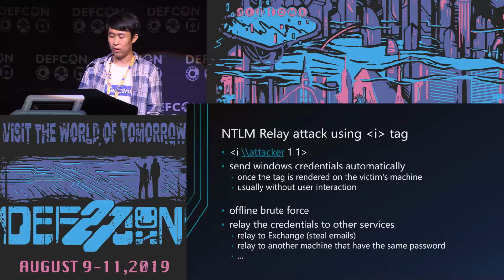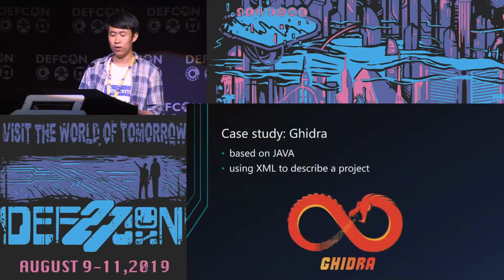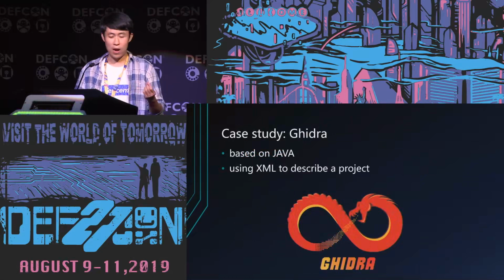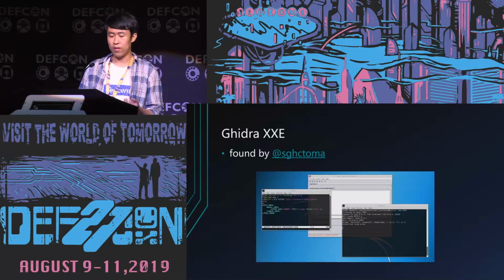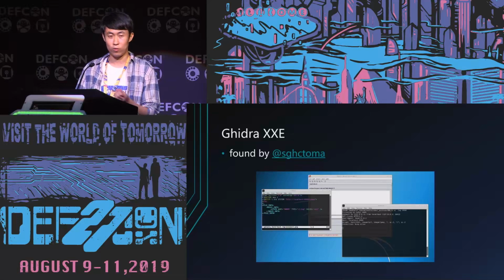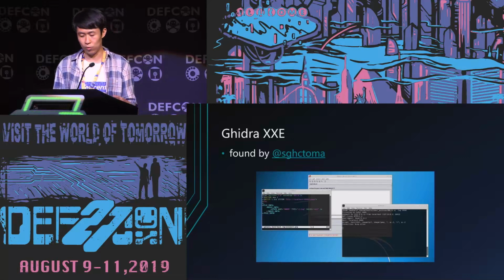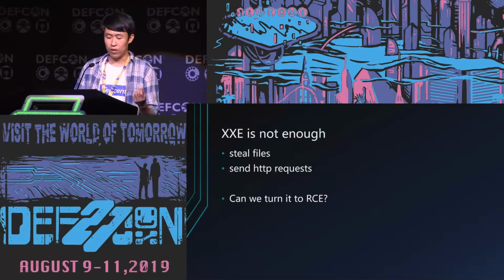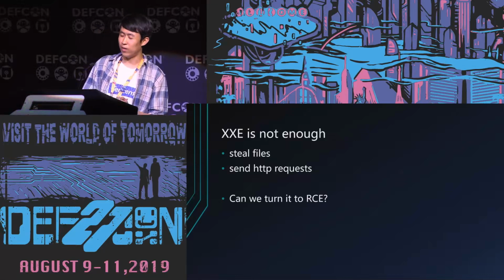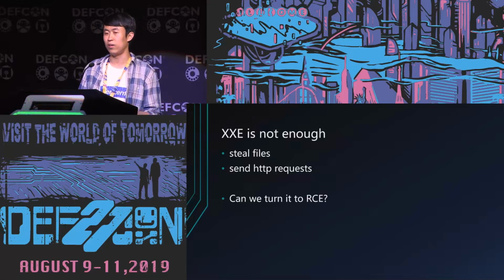And there is another case for Ghidra. Ghidra is developed based on Java. And it uses XML to describe a project. So there is an XXE in the Ghidra project description file. It was found by this guy. Yeah, we can use XXE to steal files or to send HTTP requests. But can we turn the XXE into RCE?